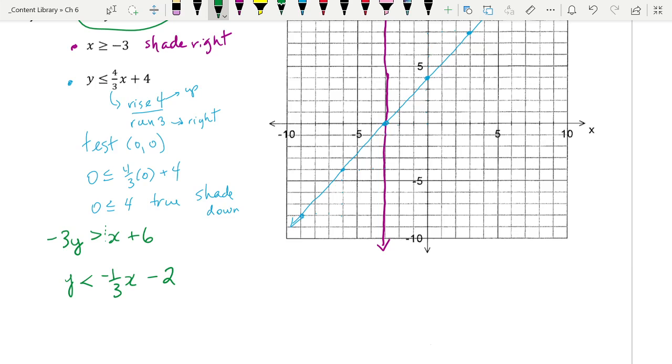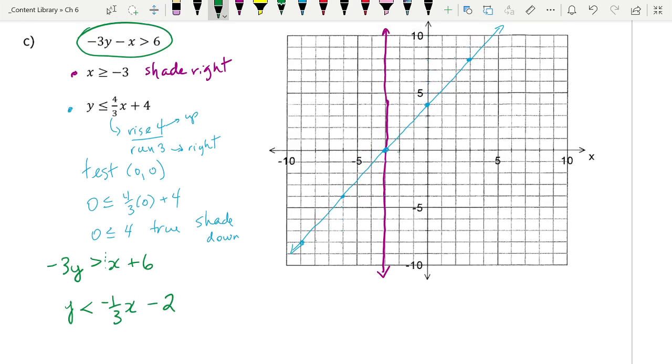How did I get this? Okay, what did I do first? I added x to both sides, so now it's over here. If you divide by a negative, if you divide both sides of an inequality by a negative, it flips the direction of the inequality. Same thing with multiply. If you multiply or divide both sides of an inequality by a negative, it becomes its opposite direction. Okay, so let's graph this guy now.